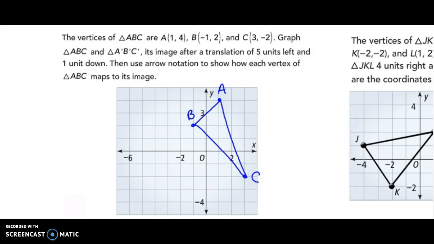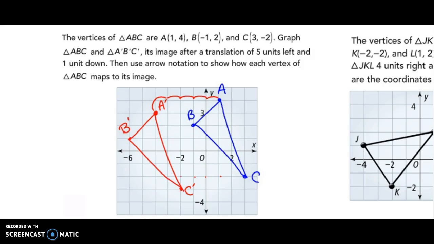So then we're just going to go ahead and check. We're going to go ahead and move A 5 units to the left. So 1, 2, 3, 4, 5, and then 1 unit down. So my new one is going to be A prime, and it's going to be here. And then we're going to do the same thing with B, 2, 3, 4, 5, and 1 unit down. So here is B prime. And then C we're also going to do 1, 2, 3, 4, 5, and 1 unit down. It's going to be C prime right there. Then we're going to go ahead and draw our lines.